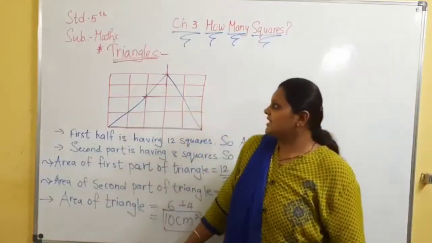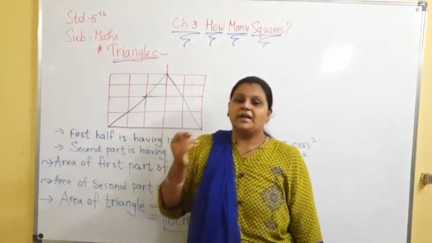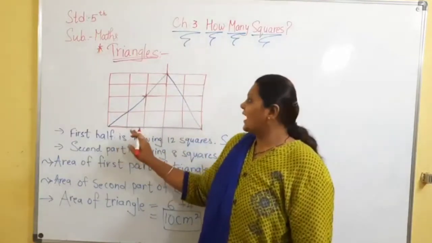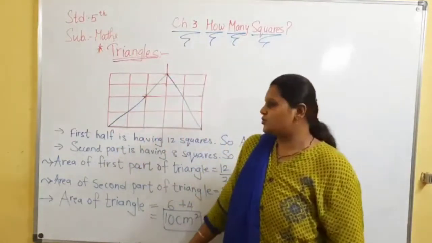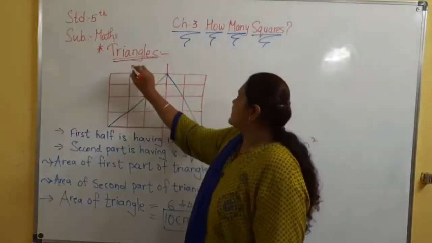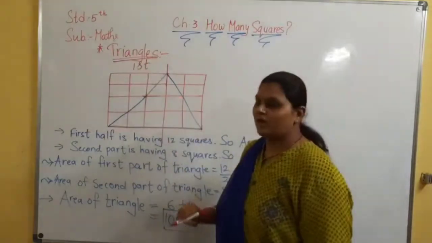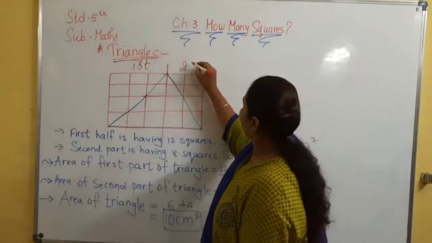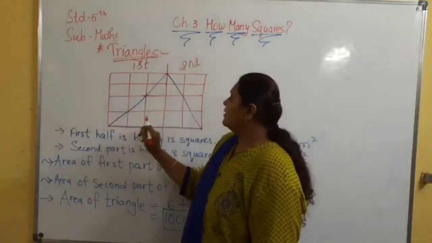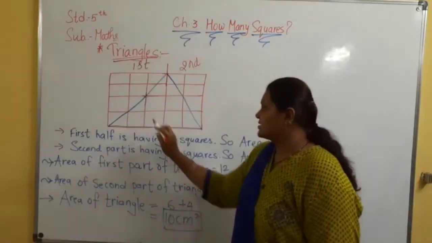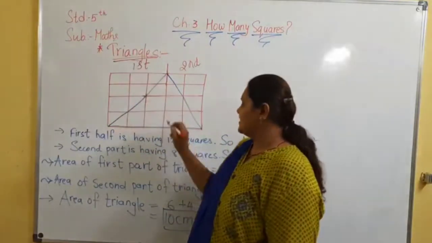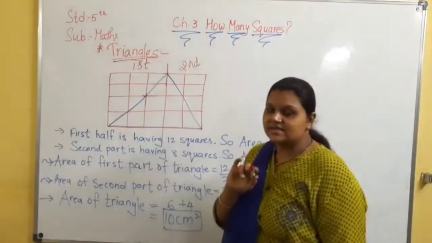Now we will see for triangles, how to find the area in triangles. Here this shape is given to us and in that one triangle is given to us. We can say that this part, see here I have drawn a line here, this is the first part of the triangle. This will be the second part of the triangle. Now the first part, this part, is having 12 squares, means total number of squares are 12. So area of that part is 12 square centimeter.